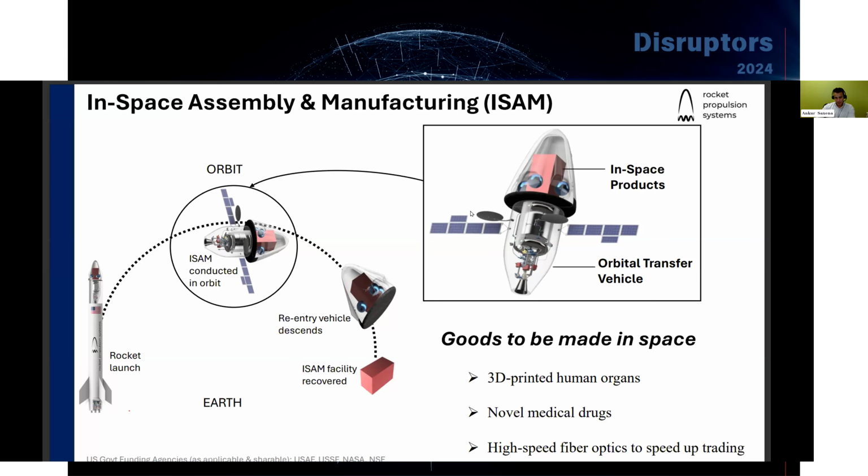So, like we've mentioned, I don't need to spend too much time on this. 3D printed human organs, novel medical drugs, fiber optics, crystal. These are all different types of manufacturing processes that I believe would fit in that roughly 200 kilograms or less, which our OTV for a low cost would be able to either host or transport to a final destination.